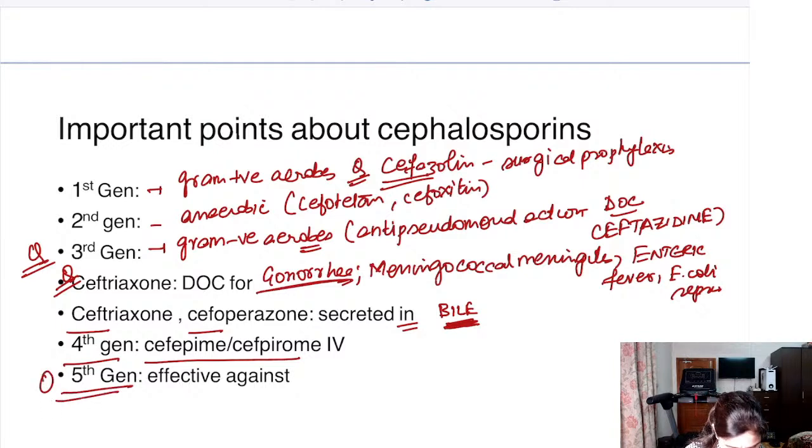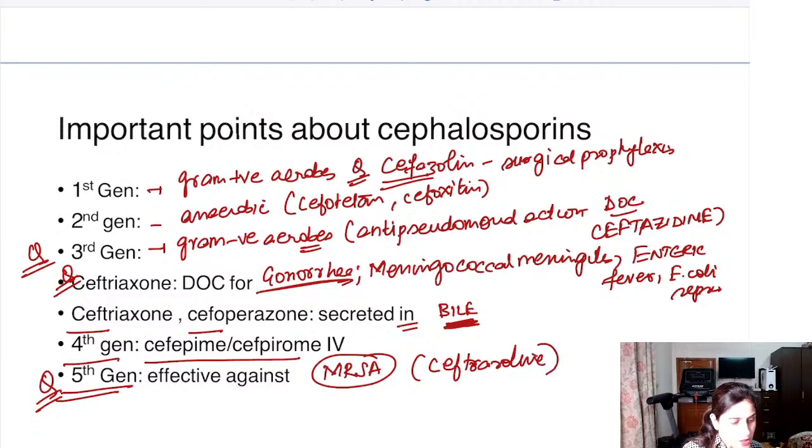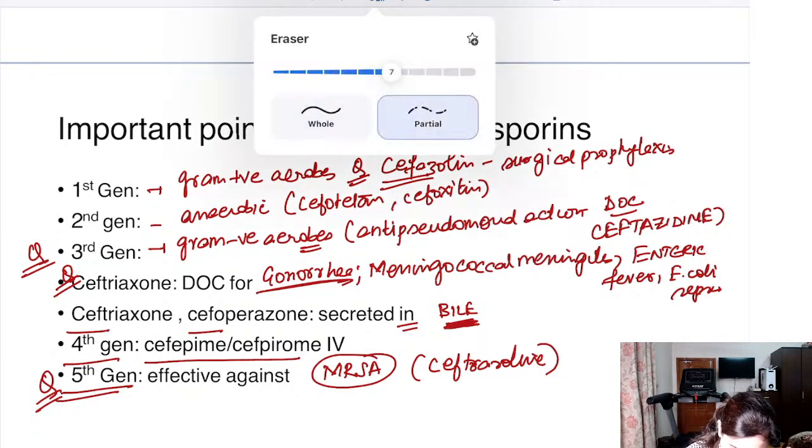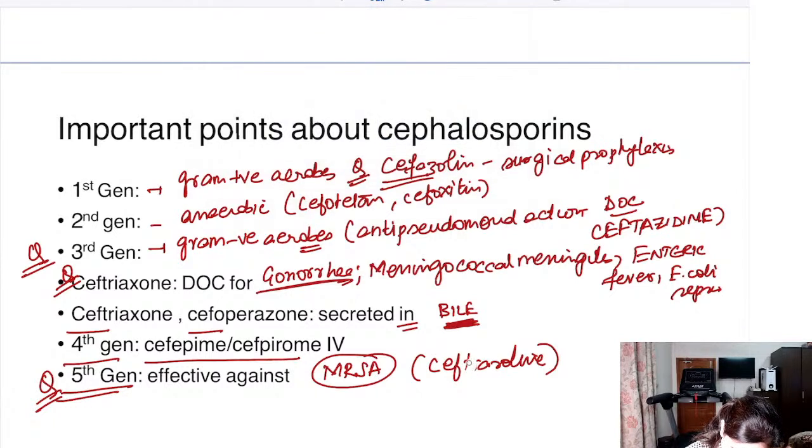In the fifth generation, the important point is that it is effective against MRSA. That is the important thing here. It is effective against MRSA. That's the classic thing that you have. Ceftaroline and all drugs, okay? Ceftobiprole and ceftaroline. So this you remember.